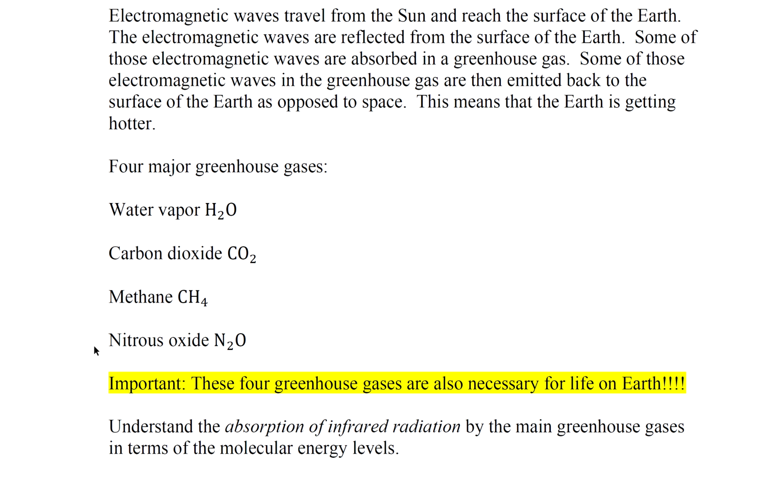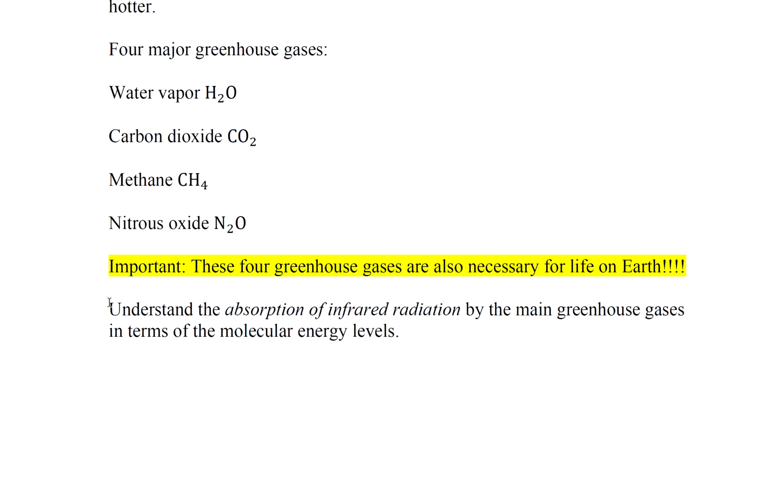Electromagnetic waves travel from the sun and reach the surface of the Earth. The electromagnetic waves are reflected from the surface of the Earth. Some of those electromagnetic waves are absorbed by a greenhouse gas. Some of those are then emitted back to the surface of the Earth as opposed to space. This means that the Earth is getting hotter. So these are the four major greenhouse gases: water vapor, carbon dioxide, methane, nitrous oxide. These four greenhouse gases are also necessary for life on Earth.